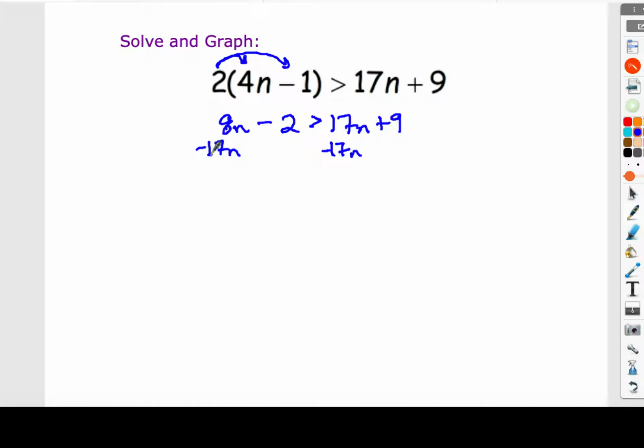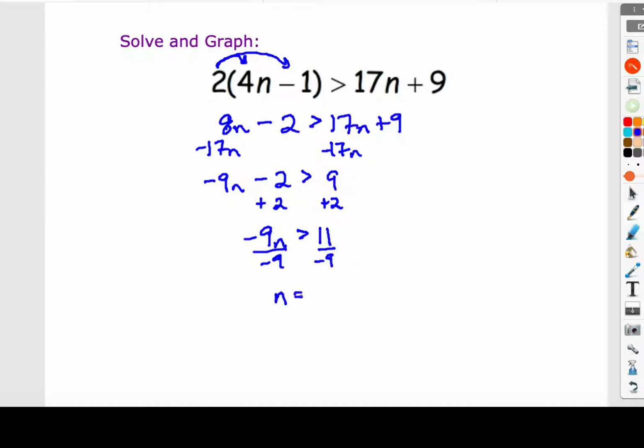8n minus 17n is a negative 9n. I still have that negative 2 sitting over there. Again, all I did was subtract, so I'm just going to say greater than still. My 17n's will cancel and leave me with just that 9. Now it looks a lot like the problems from the first page, so let's add 2, leaving us with negative 9n greater than 11, and divide by negative 9.